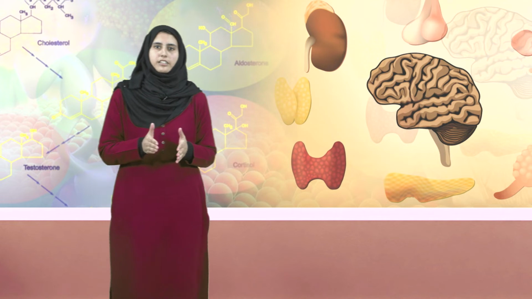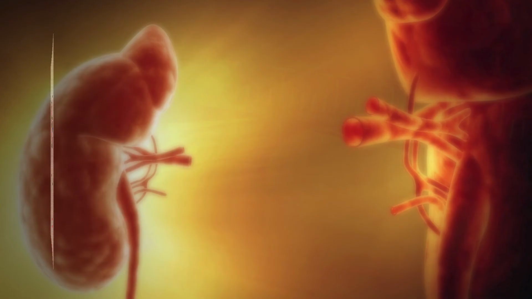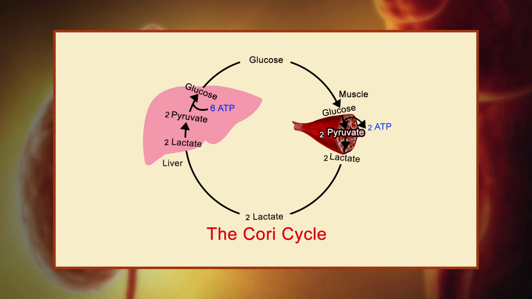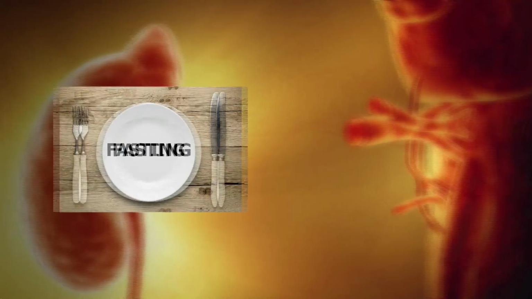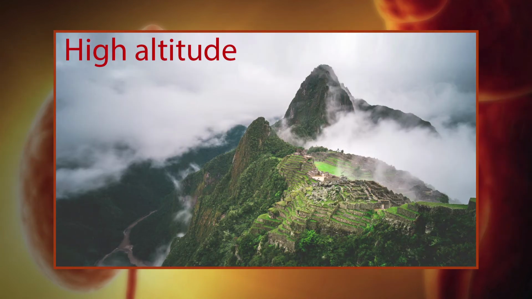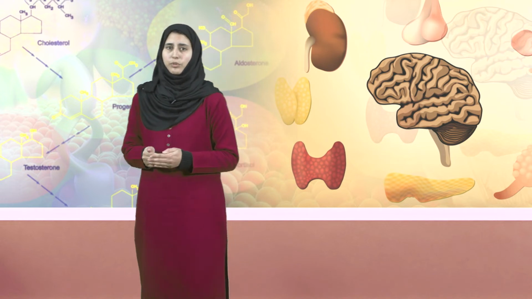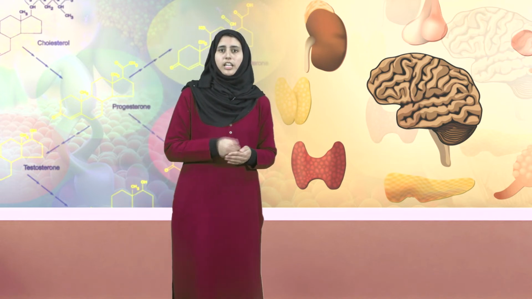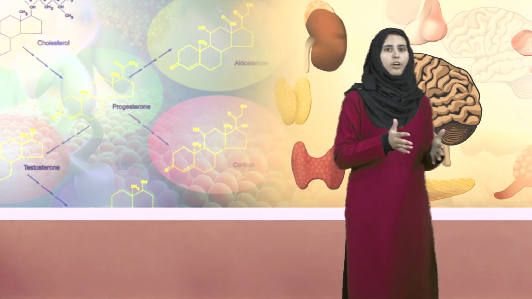Glucocorticoids work in many ways to provide resistance to stress. The additional glucose supplied by the liver cells provides tissues with a ready source of ATP to combat a range of stresses, including exercise, fasting, fright, temperature extremes, high altitude, etc. Because glucocorticoids make blood vessels more sensitive to other hormones that cause vasoconstriction, they raise blood pressure. This effect would be an advantage in cases of severe blood loss, which causes blood pressure to drop.